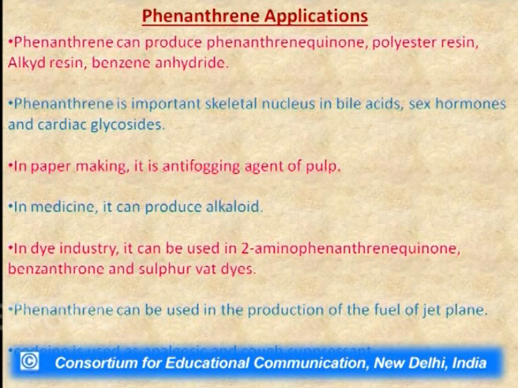Further, phenanthrene has industrial applications, like in paper making, where it is used as an anti-fogging agent of the pulp. In the dye industry, it can be used as 2-amino-phenanthroquinone and benzanthrone, and in the preparation of sulfur wet dyes. Phenanthrene also has applications in pharmacology, in the medicine industries, where it can produce alkaloids. Many of the alkaloids have this phenanthrene skeletal nucleus, like codeine, which is used as an analgesic and cough suppressant.